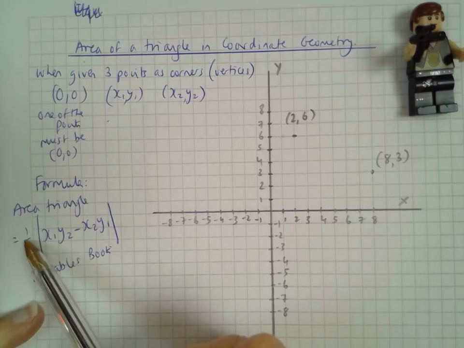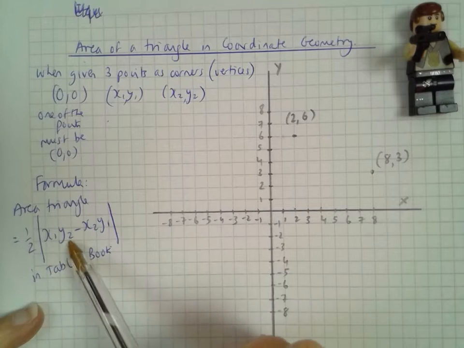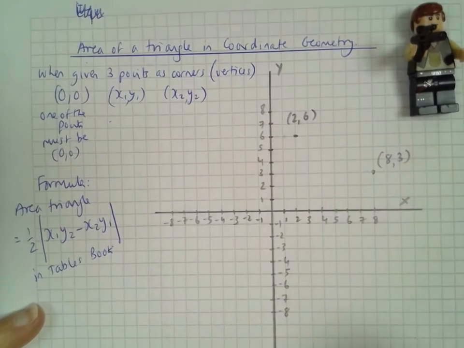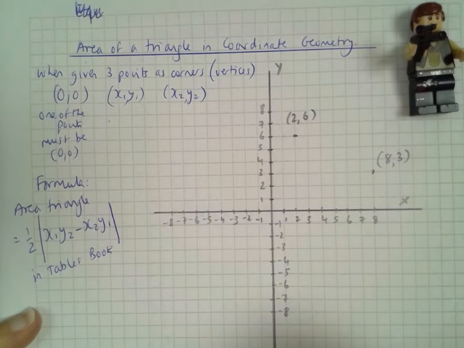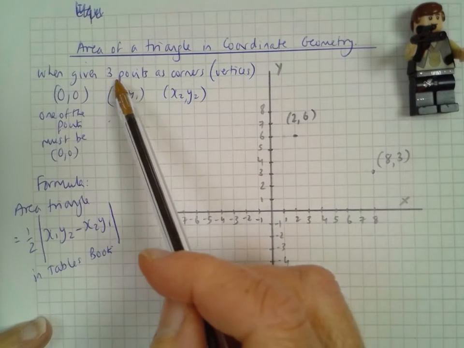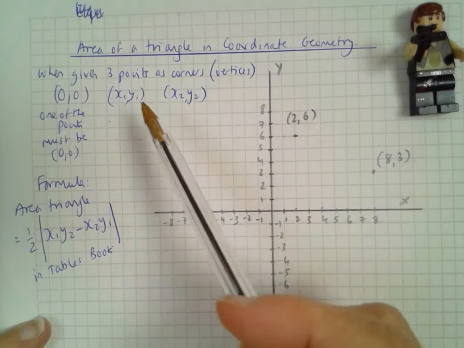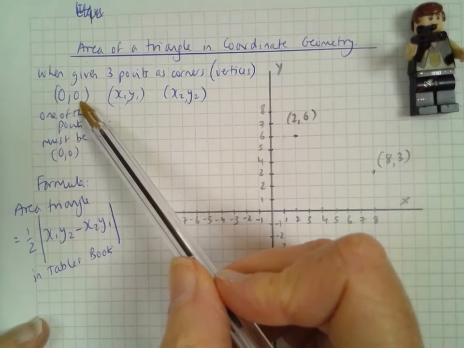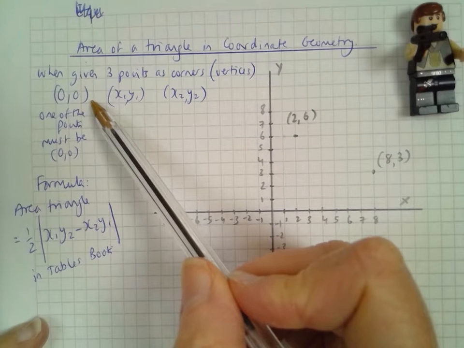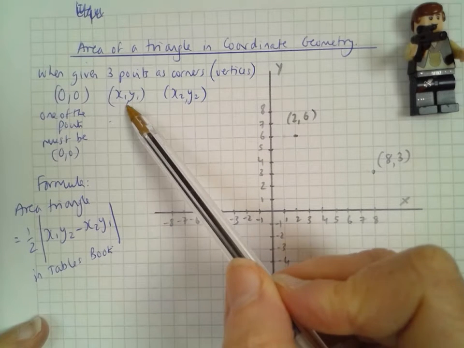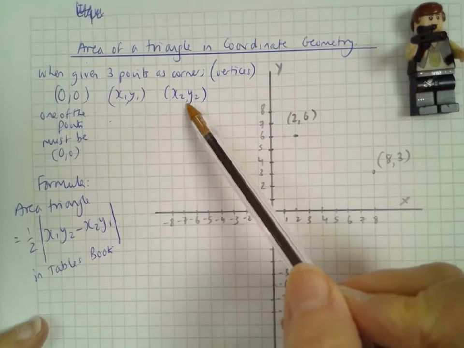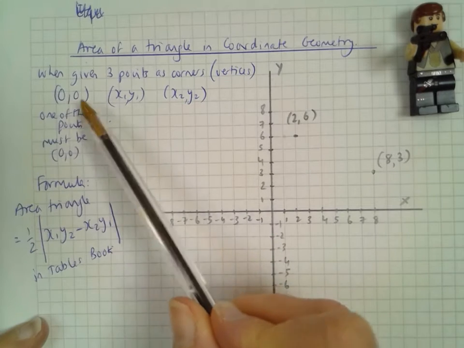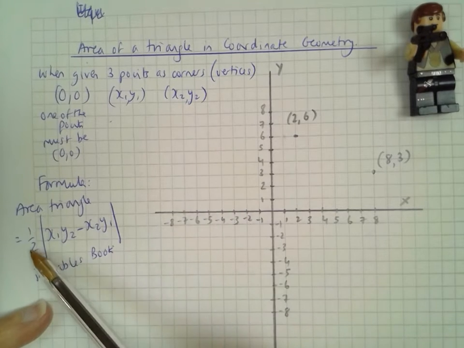It's a half |x1 y2 minus x2 y1| with these straight up lines here, and I'll talk about that in a moment. This is a formula we can use when we've been given the 3 points that are the corners or vertices of the triangle. One of those points must be 0, 0 to use this formula, and the other 2 points we call x1, y1, x2, y2. When we have 3 points, 0, 0, x1, y1, x2, y2, we can use this formula.